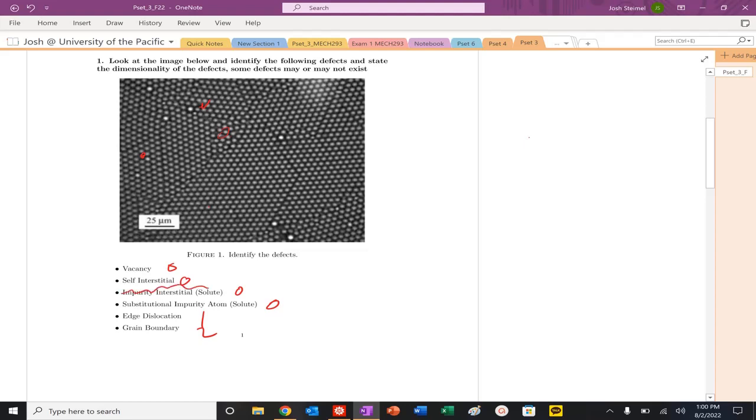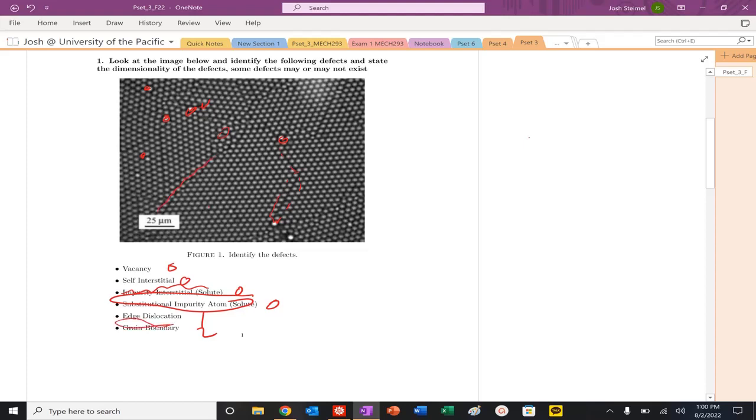Impurity substitutional, oh yeah, here we go. Right here, right here, right here. Those bigger atoms look different. We got that one, so that would be the substitutional impurity atom. Edge dislocation, we can see a little bit of an edge dislocation right here and right here, where you get that extra half plane shoved in.